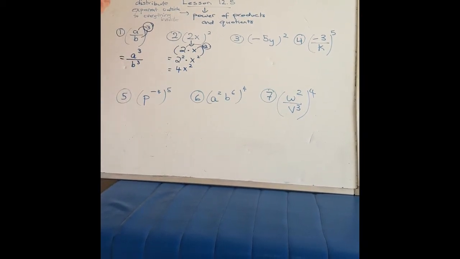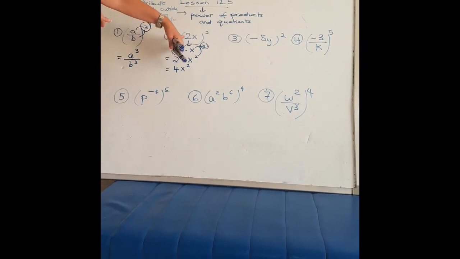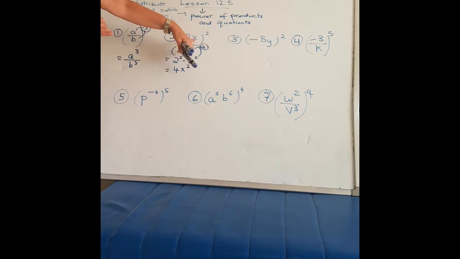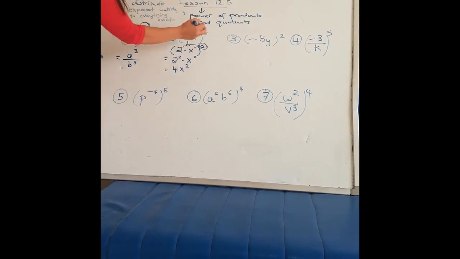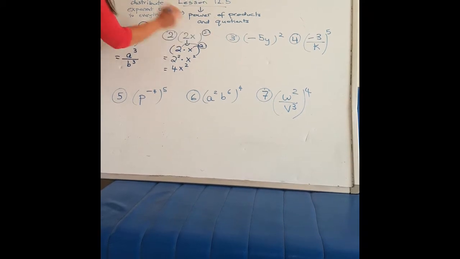It's simply distributing everything outside, but before you distribute, I'm going to give you a trick. You have to open it up, show what they are, because you are not allowed to distribute the 2 only to the x. It should be distributed into the 2, into the x.